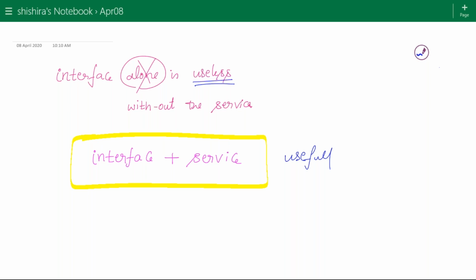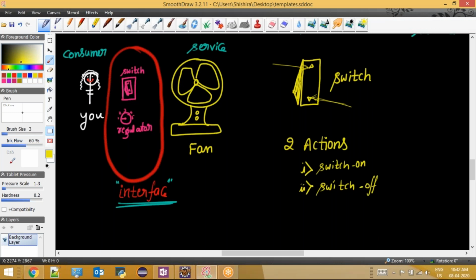Remember, it is just like this. I give you only a switch, but I'll not give you the fan. It is useless. Or I'll give you only the regulator interface, but not the fan. What would you do with the regulator? Useless. Similarly, I give you a mouse without the CPU. What would you do with only the mouse? It is literally useless. So a mouse with the CPU really makes sense, but a mouse alone does not. Is it clear? Please ping me in the chat window. Is it clear for you guys?